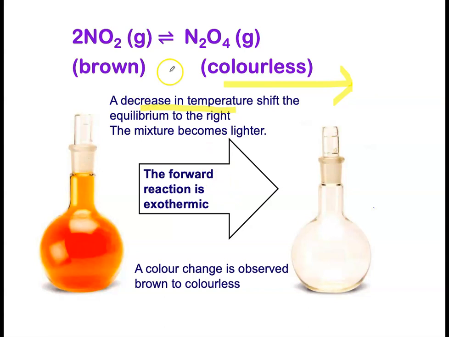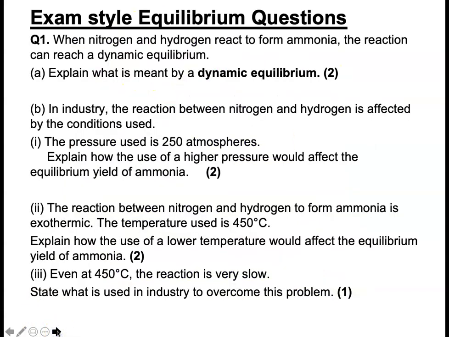If we increase pressure in this reaction, then the equilibrium will move to the right, because there are two gas molecules on the left and one on the right. Conversely, if we decrease pressure, equilibrium will move to the left and the mixture will become more brown. And that's it for this video, and those questions are exam style questions which you can attempt.